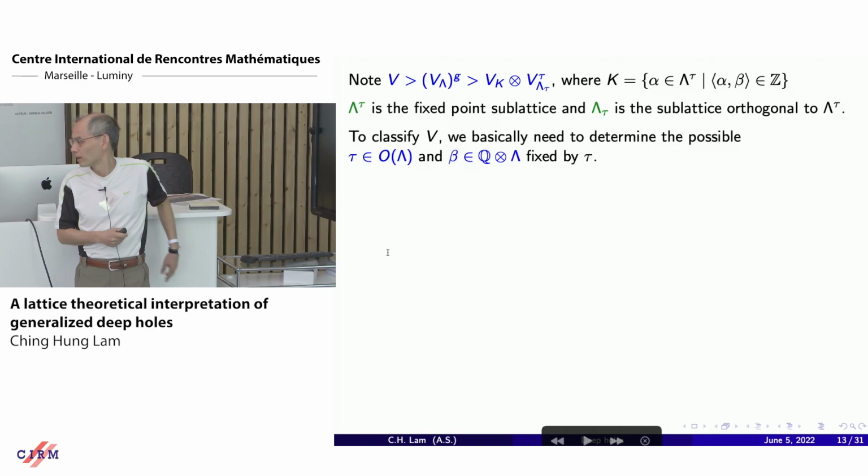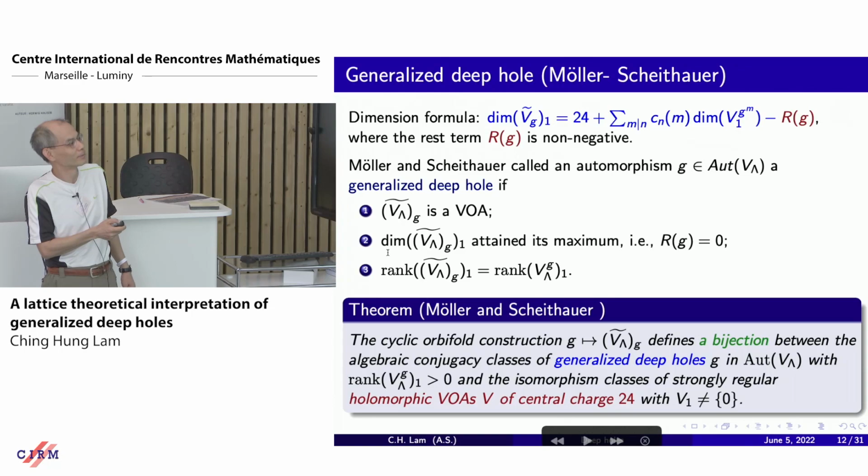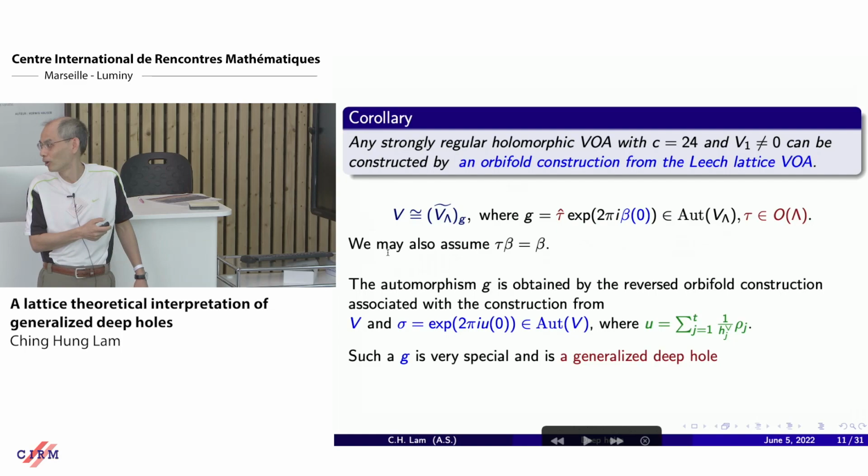Well, G will be an automorphism, so G will be something like this. It's an automorphism of the Leech lattice.